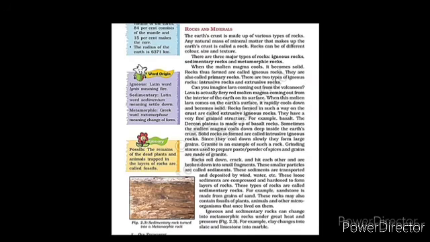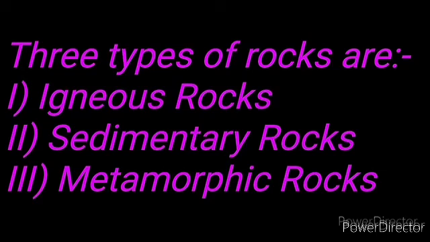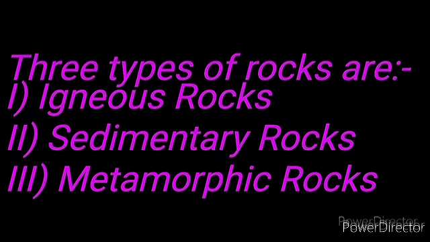So today we are going to discuss the next topic, that is rocks and minerals. Any natural mass of mineral matter that makes up the earth's crust is called a rock. Rocks can be of different colors, sizes and textures. There are three major types of rocks. First is igneous, second is sedimentary, and third is metamorphic rocks.